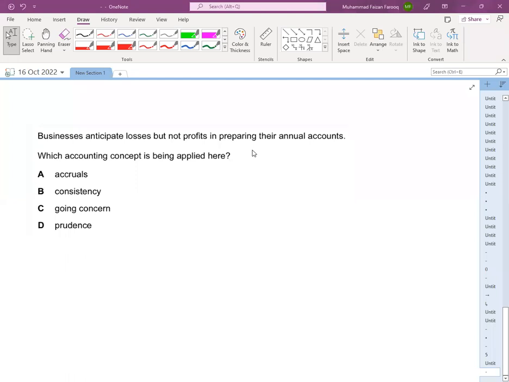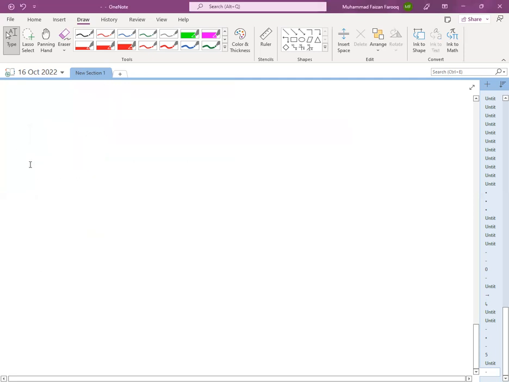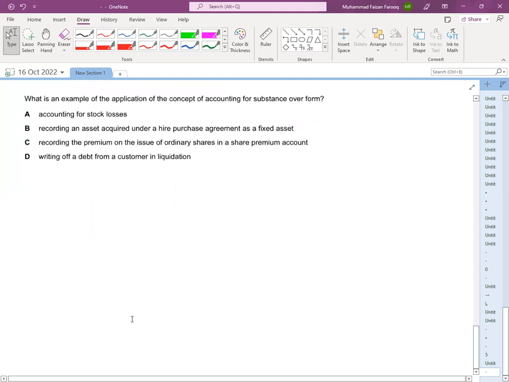The question is, business anticipates loss but not profit in their annual accounts. This means a business is allowed to record an expected loss but not allowed to record any expected income. Which concept is that? In just the last two or three questions we discussed prudence. You are allowed to record expected or anticipated expenses or losses, but profit is not allowed until it is realized. It's the prudence concept.